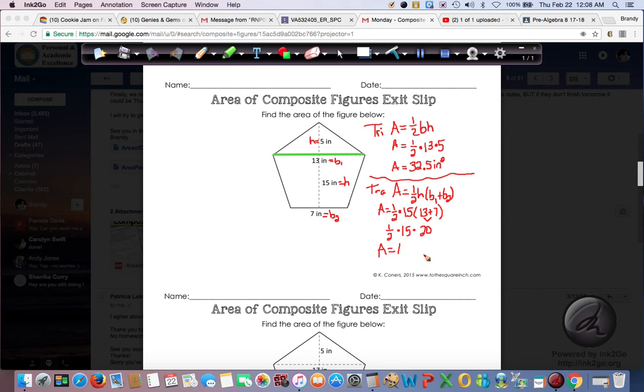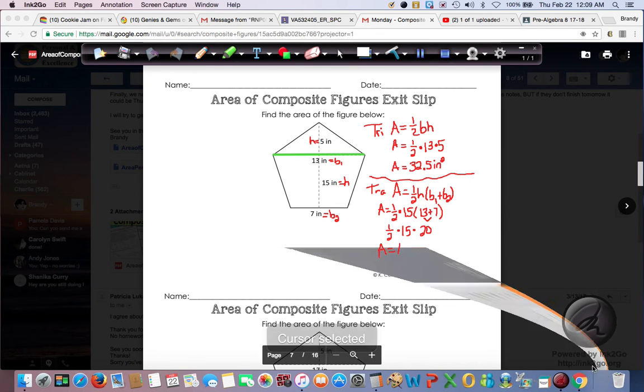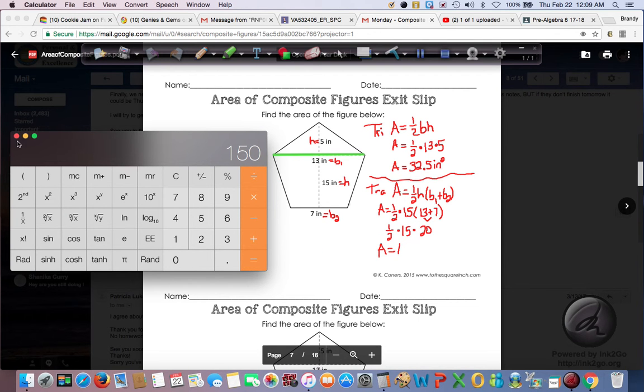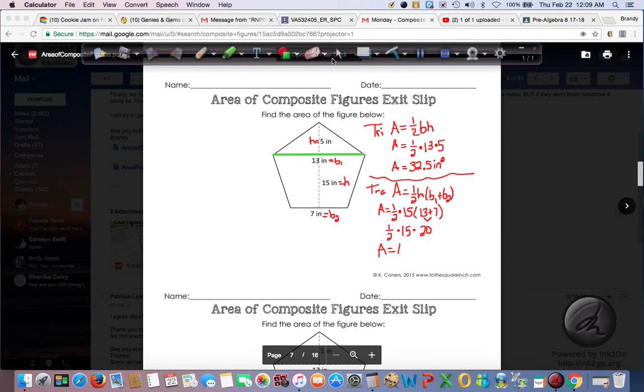150. Uh-oh, hang on. Sorry about that. Crazy neighborhood. Okay, moving on. See, now I forgot what my answer was. All right, 150. Okay. So the area of my trapezoid, see, never a dull moment in Miss Walker's life.